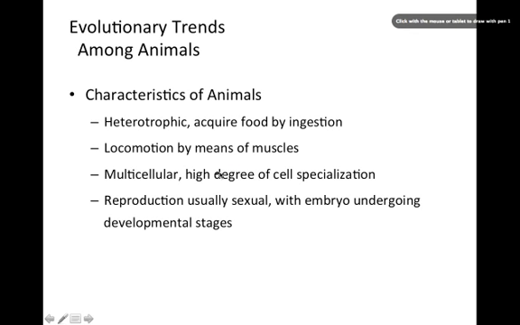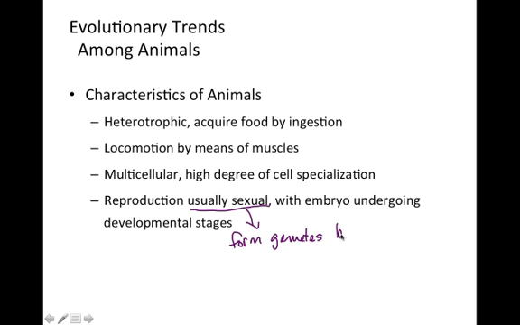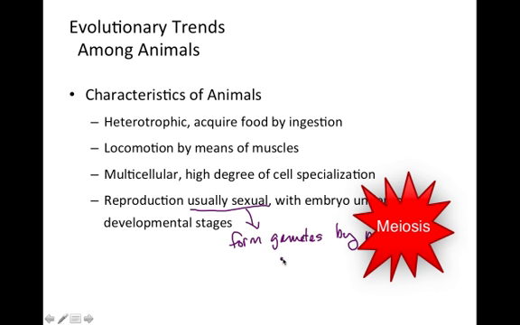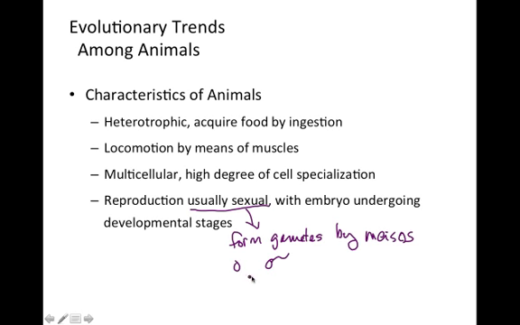Then lastly, we're also going to see that among animals the trend is basically sexual reproduction. That means they are going to form gametes by the process of meiosis. Meiosis is a way in which the chromosomes are halved in number, and also variation is going to increase. So when these egg and sperm gametes join together, they form a new organism that now has variation. So sexual reproduction in animals is a key way in which variation will occur in order to adapt to different environments.